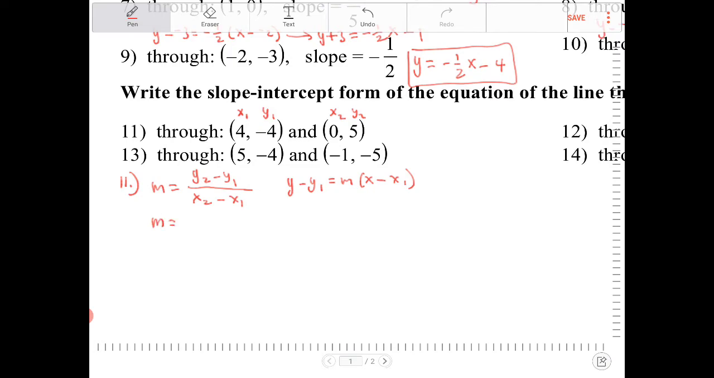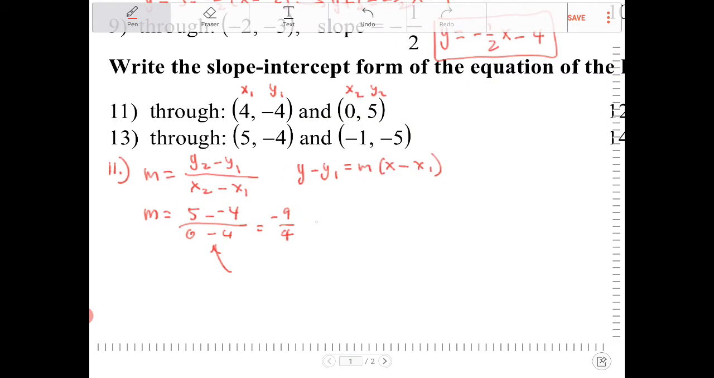So the slope is equal to 5 minus negative 4 all over 0 minus 4, which is equal to negative 9/4. Now that negative can actually go anywhere. The negative, which was originally in the denominator, I moved up into the numerator. Negative 9/4 is the same thing as positive 9 over negative 4, which is equal to negative 9 over 4. You can place the negative sign anywhere you'd like. It's really no different. Anyhow, that's our slope.